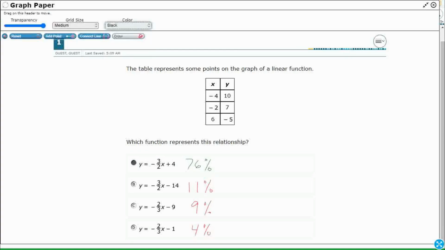So as a state, we did pretty good here. 76% of the students in Texas chose the correct answer. This is actually our second easiest problem in the entire state. So we started the test out with kind of an easy question for the students.